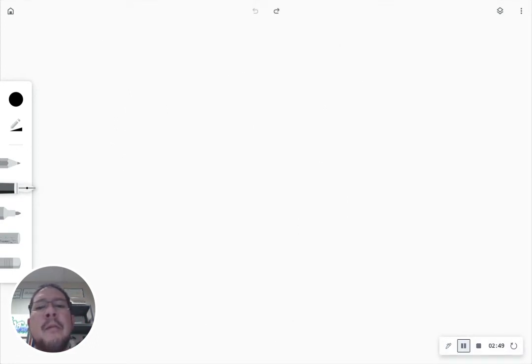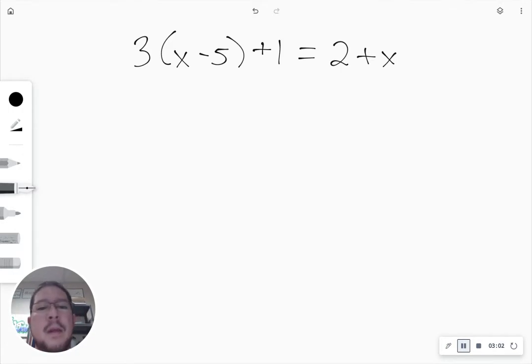So that's when we have the distributive property on both sides of an equation. Now I want to take a look at a different type of equation that still uses the distributive property, but there's an extra step that you need to do. This is out of page 210 in your 8th grade Go Math book. We have 3 times (x minus 5), and then outside of the parentheses, plus 1. That equals 2 plus x.